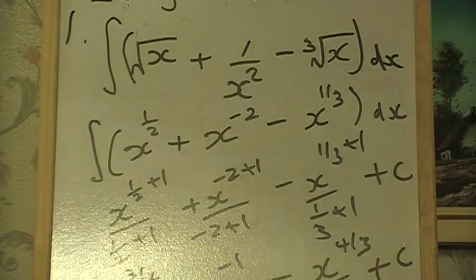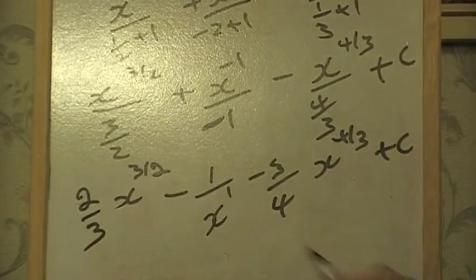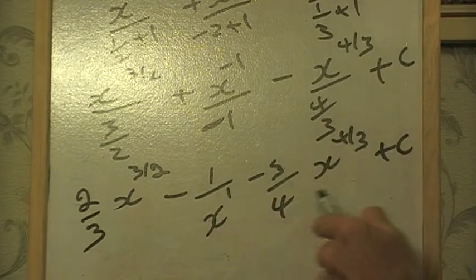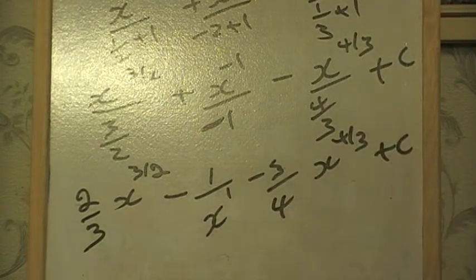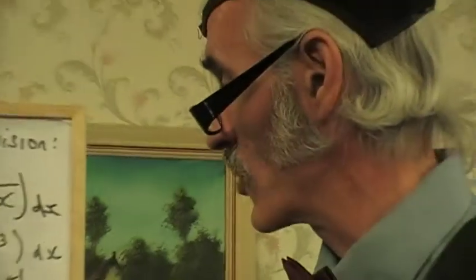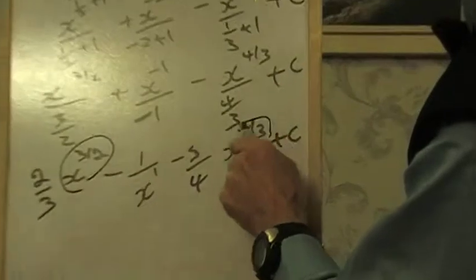It's a little trick really to think of. You've got 3 over 2 and you tip it upside down and put it in front of the term, and you get 2/3 of x to the 3 over 2 minus 1 over x minus 3/4 of x to the 4 over 3 plus a constant. Well, that's mainly how they would leave the answer in the examination, although these terms can be simplified just a little bit, which we may do in a further video for you.